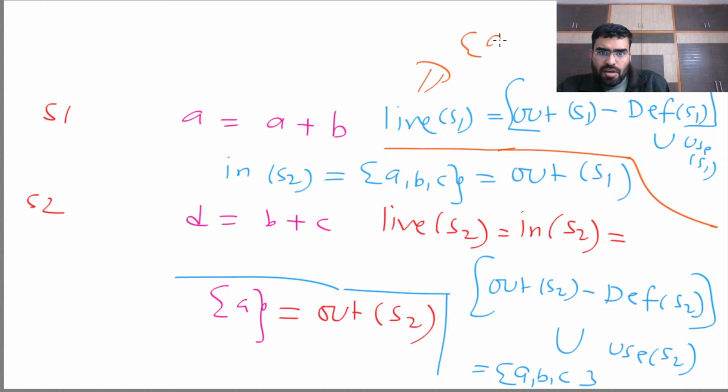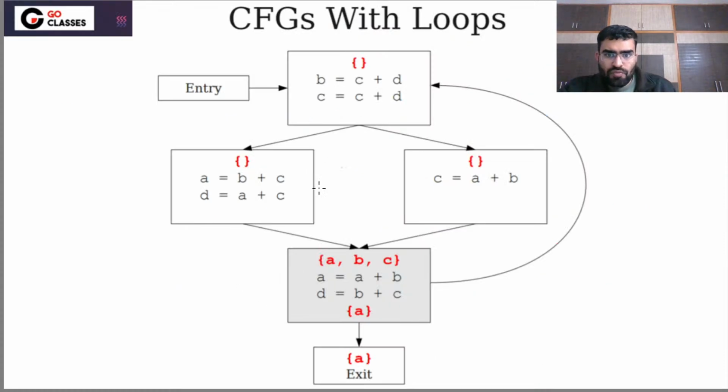That will be, I can say, ABC. So that will be ABC, and this ABC is the same as in of S1, because in of S1 is the same as live of S1. I hope this point is clear to everyone. Yes or no? So finally I can say that this is ABC.